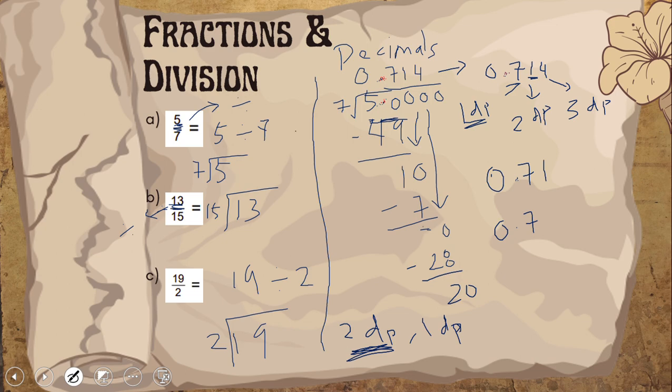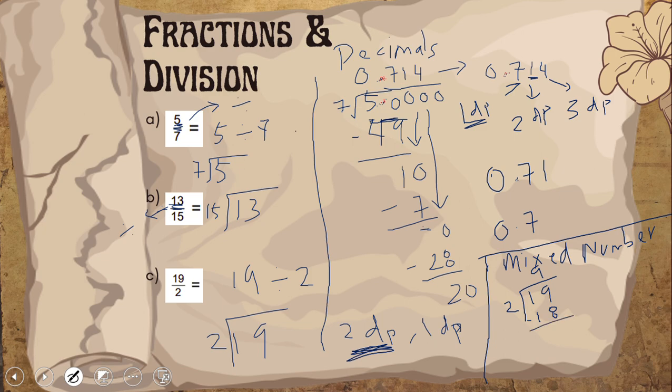Then there is another thing. The question might also ask you to convert it into a mixed number. Remember what a mixed number is? Let's say for question C here, we have 19 over 2, which is also equal to 19 divided by 2. Now in the 2 times table, we have 18. We can get 18 by multiplying it with 9. So we can minus it.